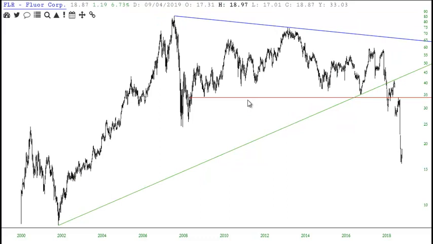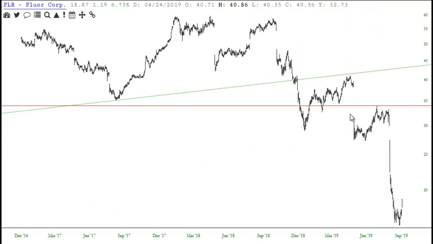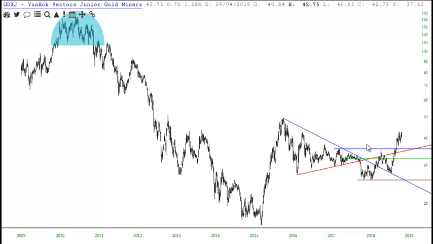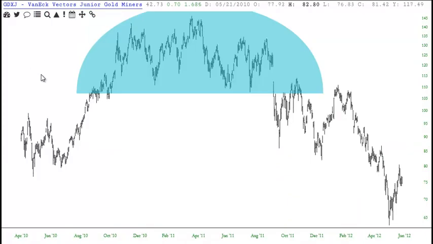Fluor, FLR, this one shows how stretched these can become sometimes. So here we have an enormous, here's a left shoulder, a head, and a right shoulder, and a neckline at 3402. And you can see here, it plunged beneath it, fought its way back up, and then began to fall on you. Here's an ETF, which are the junior gold miners, GDXJ. And zooming in here, this is similar to the XAU pattern you saw earlier.